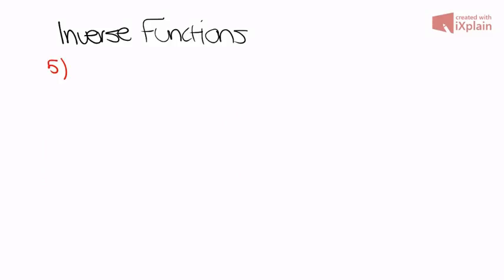So here's where we get into our fifth step. This fifth step is by asking ourselves, how do we know that this inverse function is the correct one? So it is in an easy way.